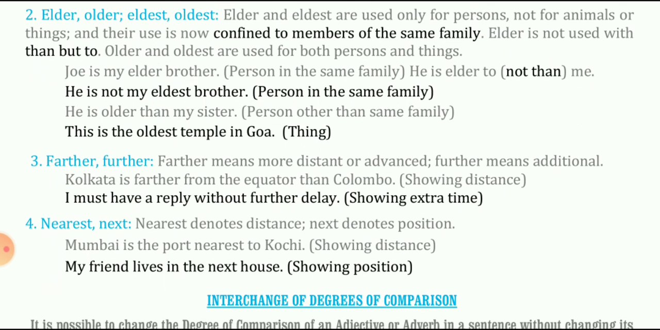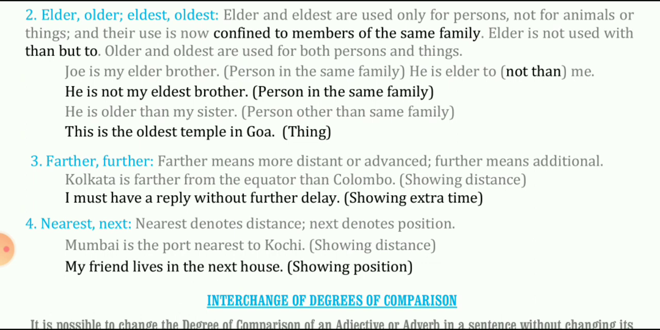Now we are to study the second one. Elder, older, eldest, oldest. Elder and eldest are used only for persons, not for animals or things, and their use is now confined to members of the same family. It means elder and eldest are used in the same family, in relationship. Elder is not used with than but to. It means to is used after elder, not than. Older and oldest are used for both persons and things.